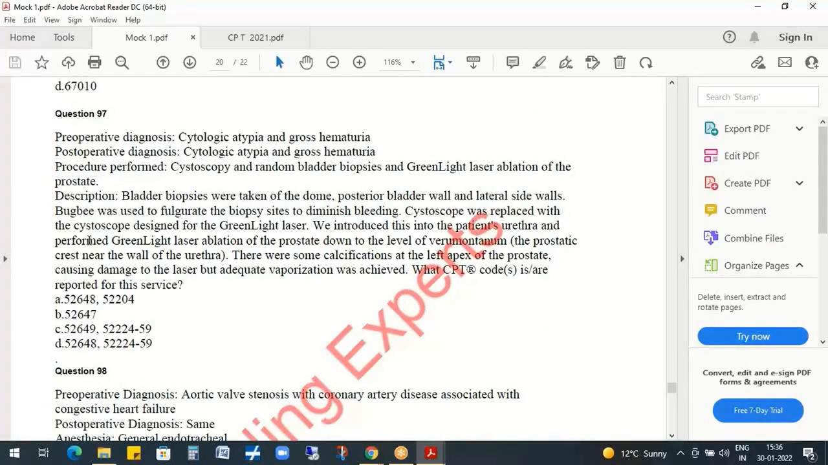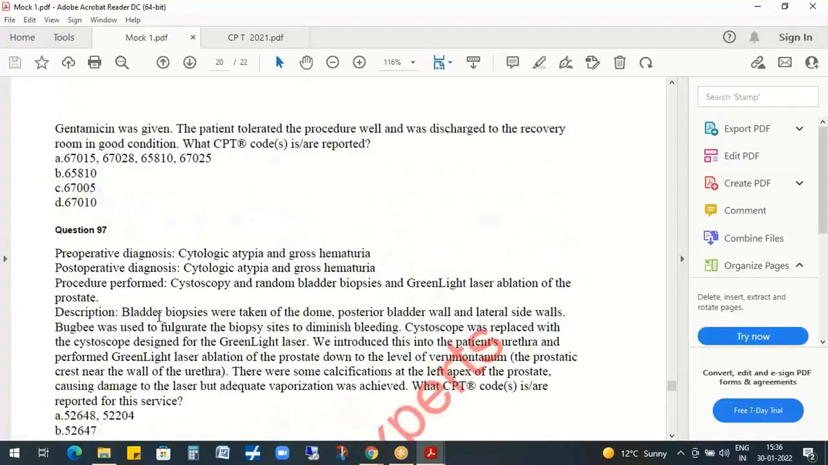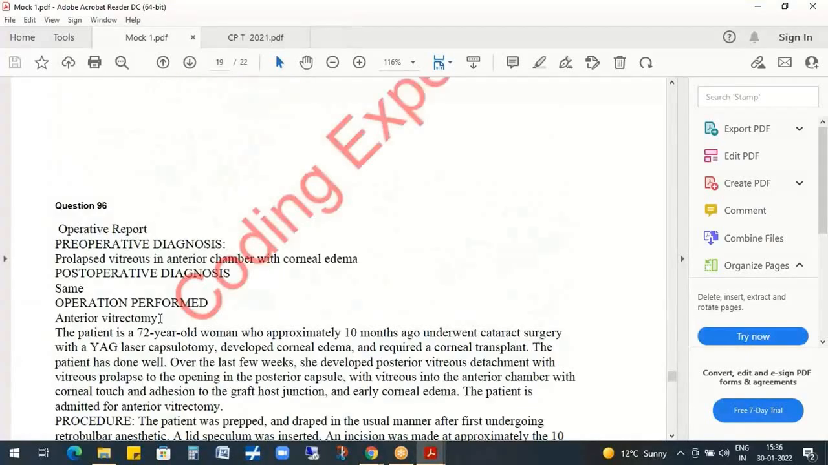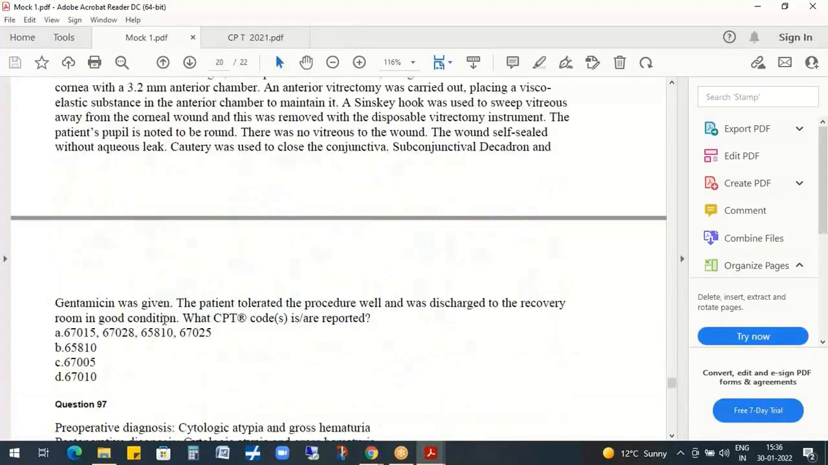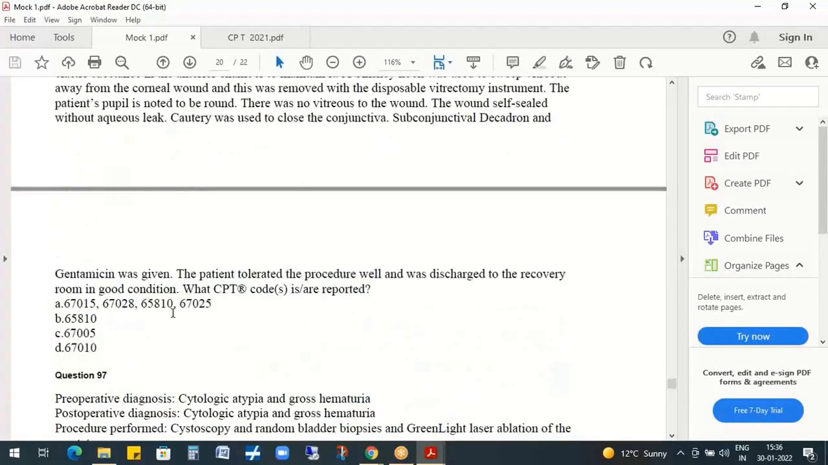Next, 97 also. Try to read the code description first and then read the question. Any difficulty in doing 97? Anyone? It's a straightforward one. Try to check and code. Next, question number 96.